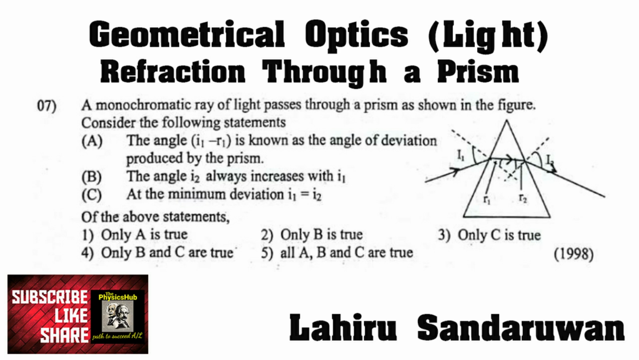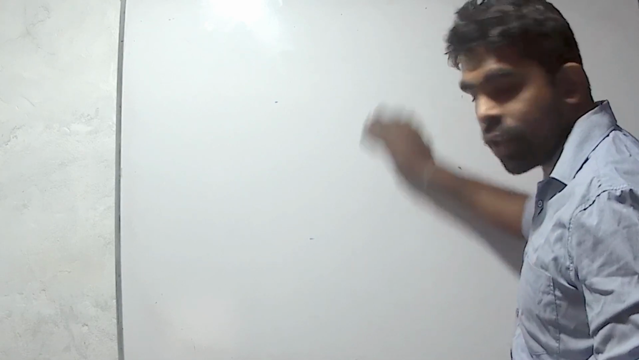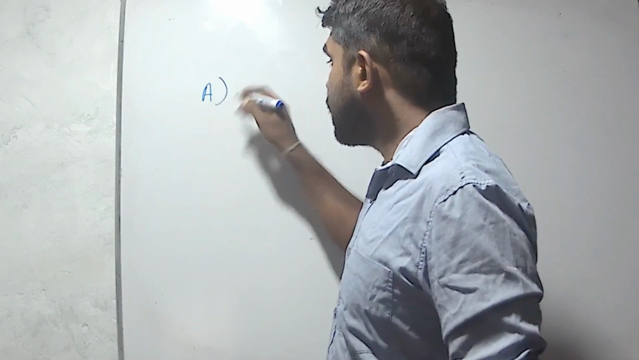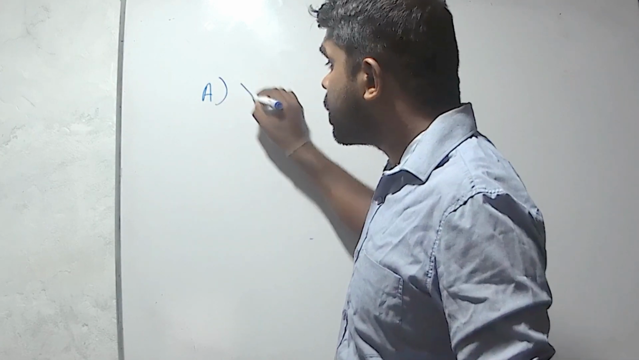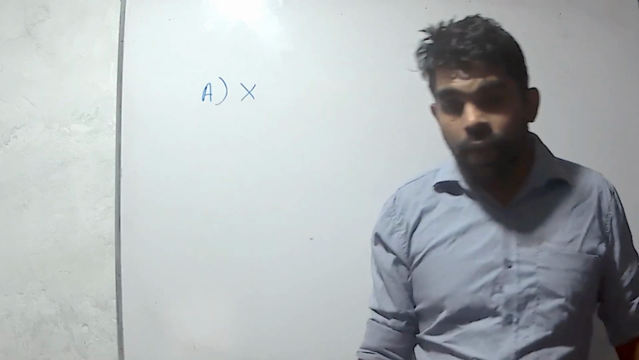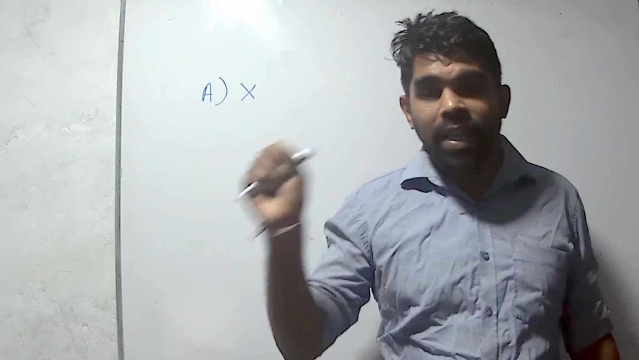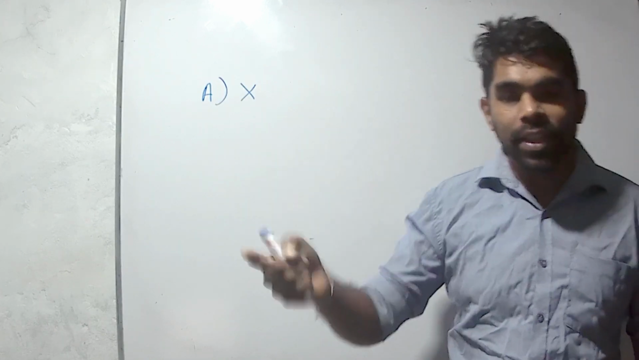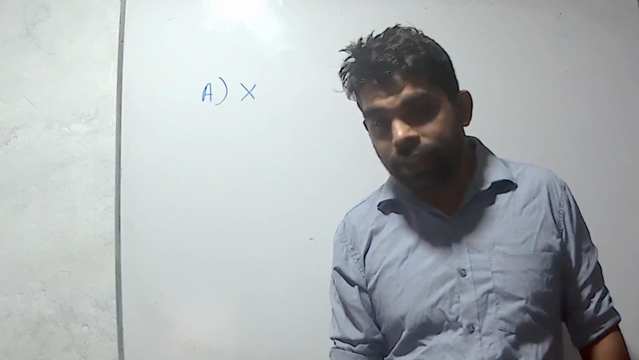The monochromatic ray of light passes through a prism as shown in the figure. Consider the following statements. The incident angle I1 minus R1 is known as the deviation produced by the prism. Now we know that it is the deviation from the first surface. There is a deviation from the second surface also. Then we can get the deviation as I1 minus R1 plus I2 minus R2. There are 2 deviations, one at each surface.